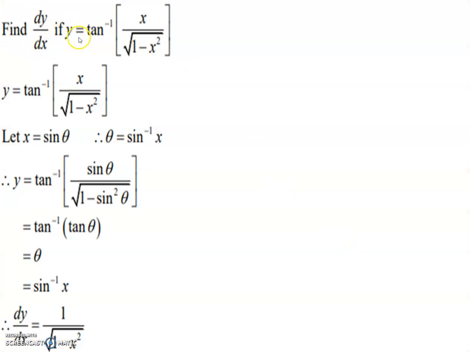Find dy by dx if y is equal to tan inverse of x upon under root 1 minus x square. Let x be equal to sin theta, so theta is equal to sin inverse x. Substituting, we get sin theta upon under root 1 minus sin square theta. We know that 1 minus sin square theta is cos square theta, so under root gives cos theta. Sin upon cos is tan, and tan inverse tan gets cancelled, so y is theta. So y is sin inverse x, therefore dy by dx is equal to 1 upon under root 1 minus x square.